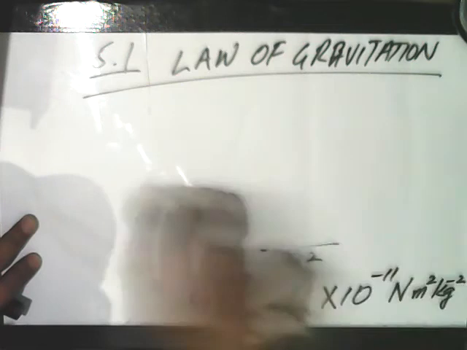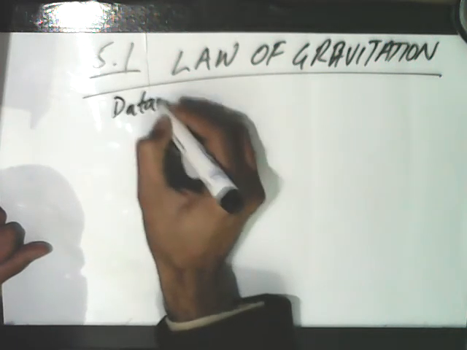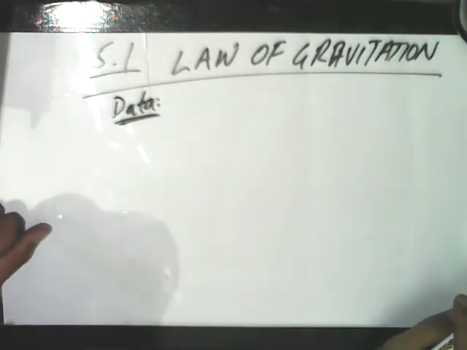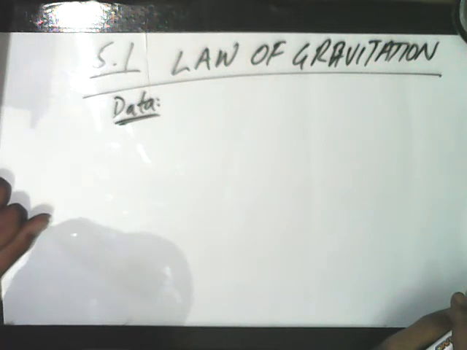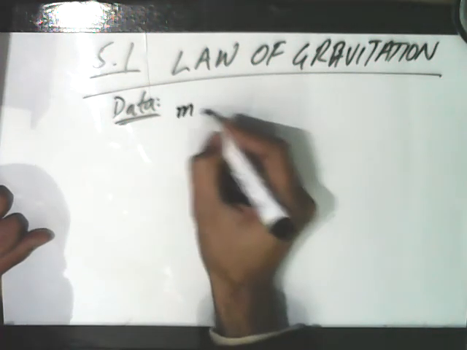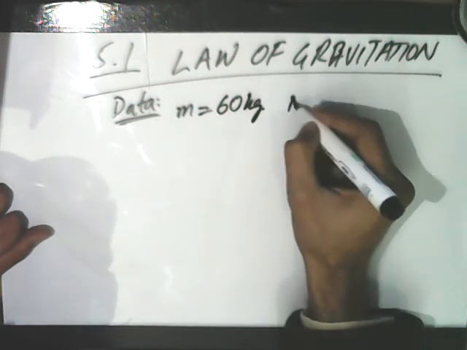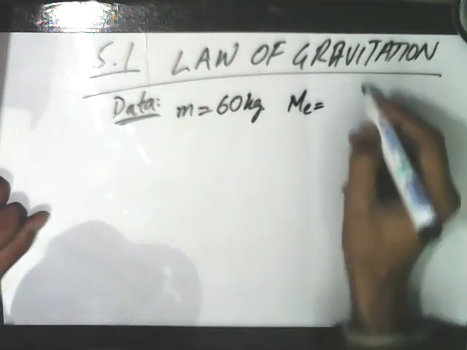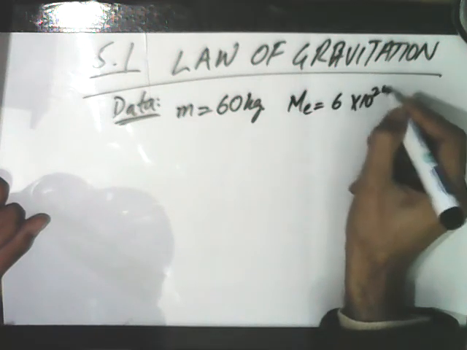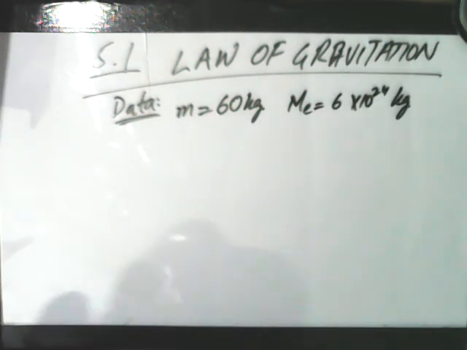So let's do our dummy calculation for this. For example, let's write the data. You can say I'm standing right on top of the earth. My mass would be small m, which is around 60 kgs. The mass of the earth is about 6 into 10 to the power 24 kilograms.